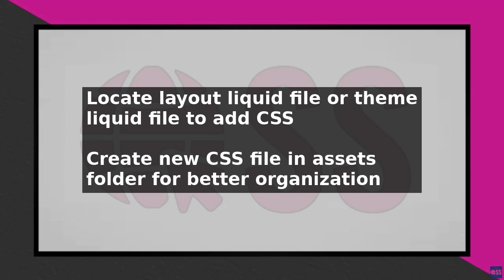To create a new CSS file, click on the Add a New Asset button and select Create a New Asset. Name your file, for example, custom.css, and add your custom CSS code. After adding your CSS code, click Save.